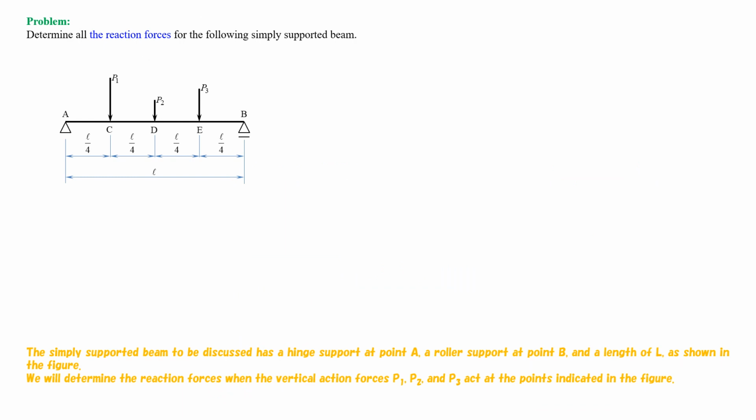The simply supported beam to be discussed has a hinge support at point A, a roller support at point B, and a length of L, as shown in the figure. We will determine the reaction forces when the vertical action forces P1, P2, and P3 act at the points indicated in the figure.